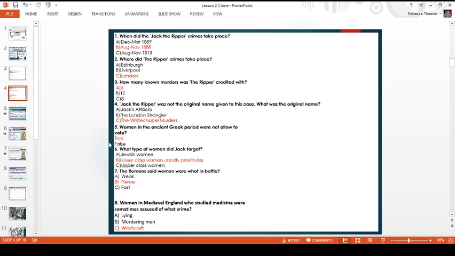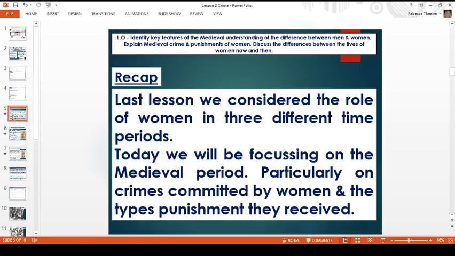5 is true. Women in ancient Greek period were not allowed to vote. 6. The type of women that Jack tended to target was B. Lower class women, mostly prostitutes. 7 was B. Women in Roman times in battle were said to be fierce. And finally, number 8. Women in medieval England who studied medicine were accused of C. Witchcraft. So let's get going.